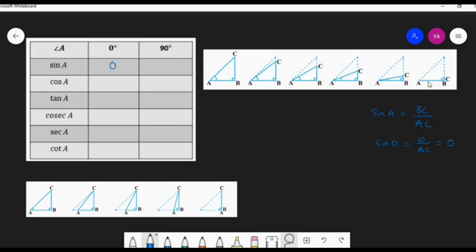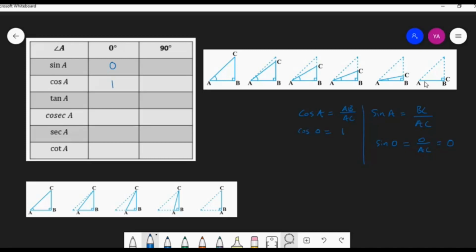Then what about cos A at that time? We have cos A is equal to the adjacent side of angle A, that is AB, divided by the hypotenuse AC. In the last triangle, adjacent side AB and the hypotenuse AC are coinciding, they are of equal length, and angle A becomes 0. Therefore cos 0 is equal to AB by AC, both are the same, so AB by AC becomes 1. So we got cos 0 is equal to 1 from this picture, and we write in the table cos 0 is equal to 1.